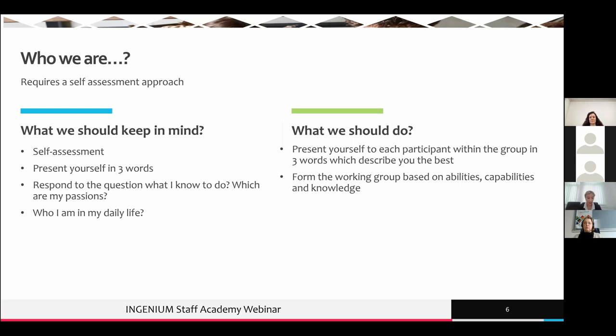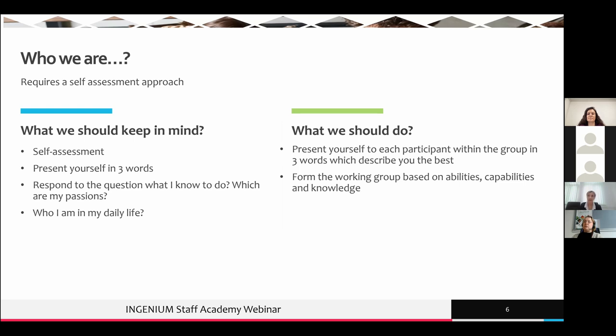Why meet your neighbor? What I've learned in the past 10 years of teaching is that sometimes our students don't self-assess really clearly and objectively. So make them know themselves first of all, acknowledge what abilities they have. So basically the first activity is about how to self-assess and present it to the whole group. If you have a group of 30 people, you will present yourself in 3 words, main keywords which describe you best, to the rest, the other 29.